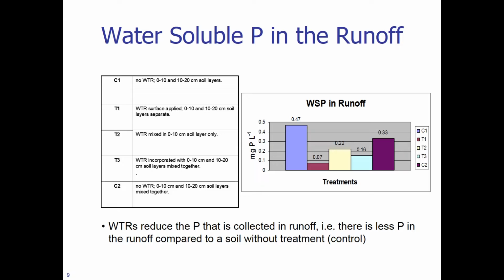If you look at the water-soluble P in the runoff, you will notice that the water treatment residuals reduce the P that is collected in the runoff. That is, there is less P in the runoff compared to a soil without treatment, that is, compared to a control. Both the first and the last bars are controls. The details are provided in the box to your left.